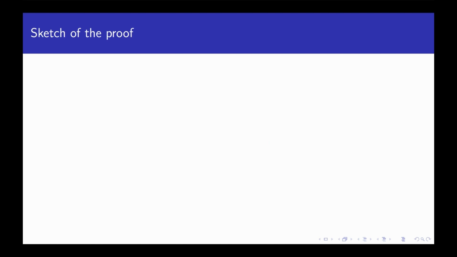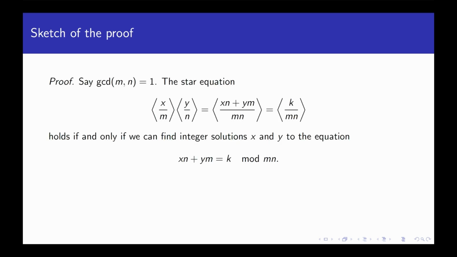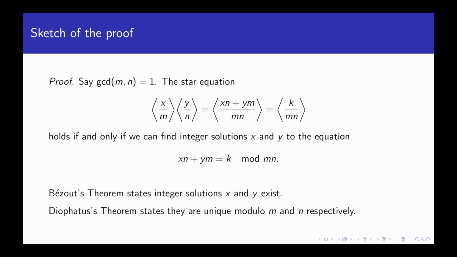The basic proof goes something like this. Here's the equation that I'd have to satisfy if I wanted to take a big star and factor it into two small things, which would boil down to finding integers x and y such that xn plus ym equals k mod mn. It's a Diophantine modular equation. Bezout's theorem says that because m and n are coprime, there's always a solution. Diophantus steps in and says, well, there's lots, but they're always unique modulo m or n, and that's the one thing that my star symbol doesn't care about. So the stars are unique.